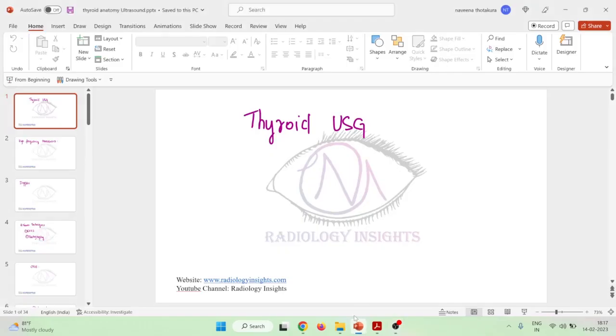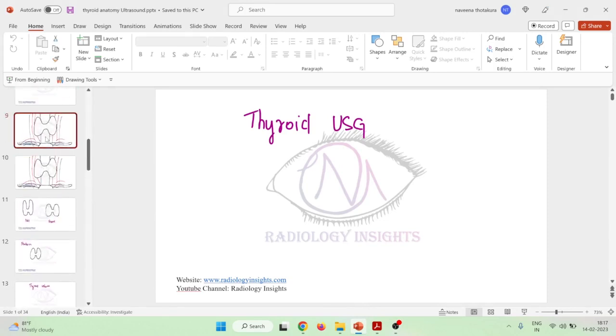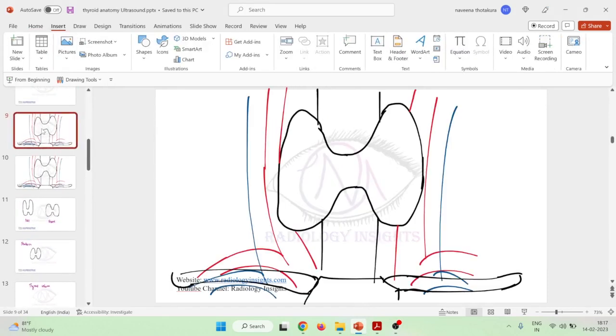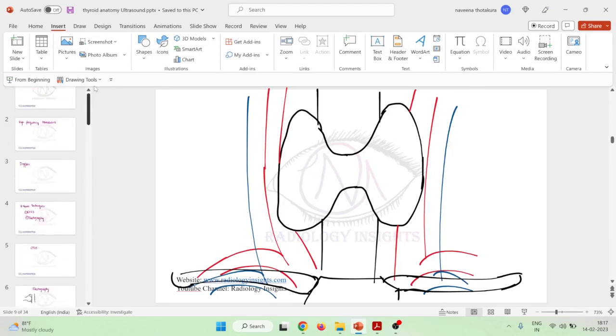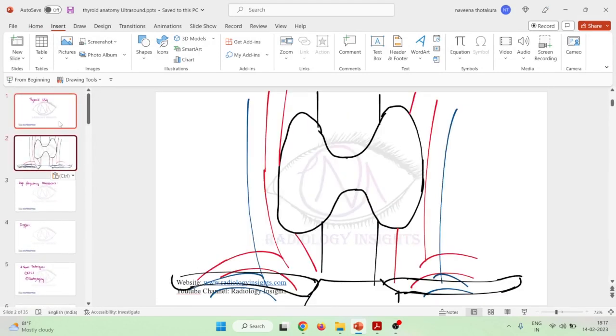Hello friends, let us now learn some important points about thyroid USG. Before we go into thyroid USG, the thyroid is present in a superficial location of the body. Because it is present in a superficial location, that too in the neck, we can do ultrasonography of the thyroid along with color Doppler.